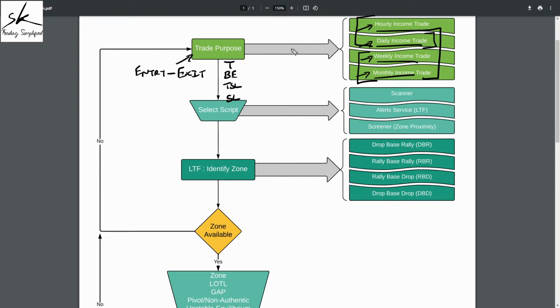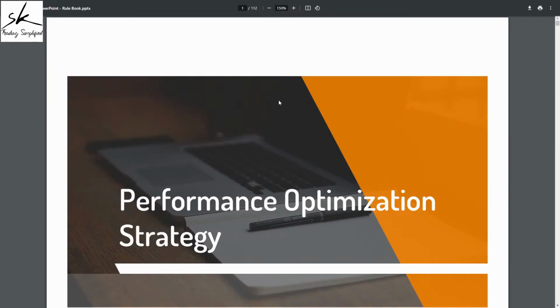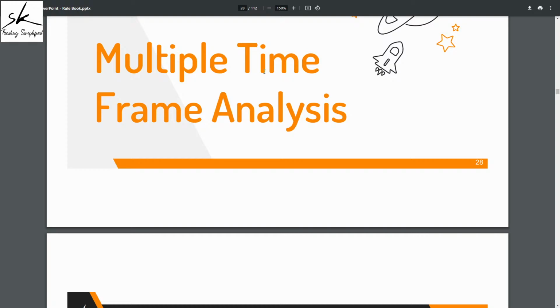So my step one is I need to choose my trade purpose, and let's assume I opted to plan monthly income trades. Now, once I have selected my purpose of trade, what is going to happen? From the rule book, I'll get to know what time frames I should be using. So I go to page number 28 on the rule book. We start with the topic multiple time frame analysis, because the demand supply methodology is not based on a single time frame. Demand supply methodology is based on multiple time frame analysis.